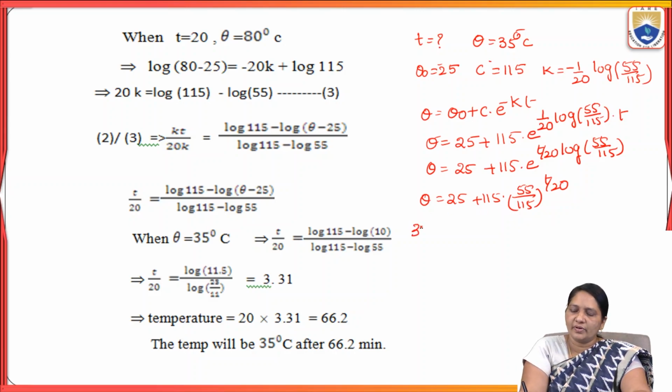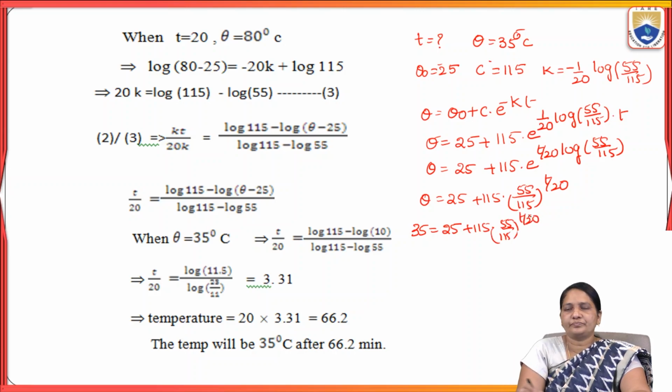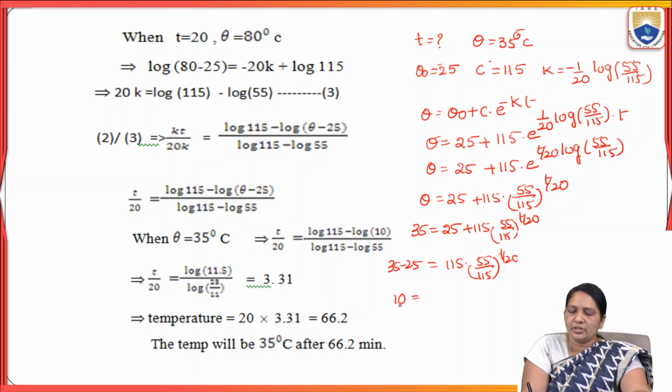Theta value is 35. So 35 equal to 25 plus 115 into (55 by 115) power t by 20. So 35 minus 25 equal to 115 into (55 by 115) power t by 20. So 35 minus 25 is 10. So here 10 by 115 is equal to (55 by 115) power t by 20.